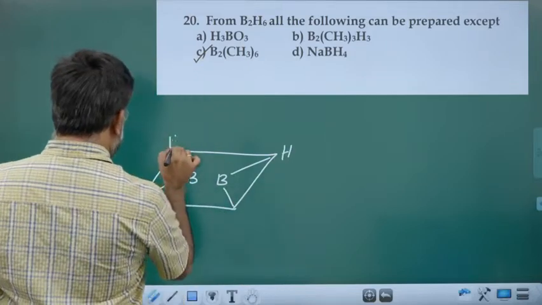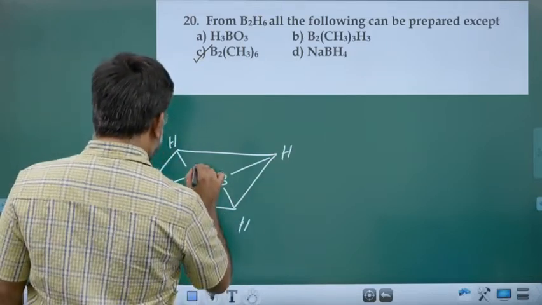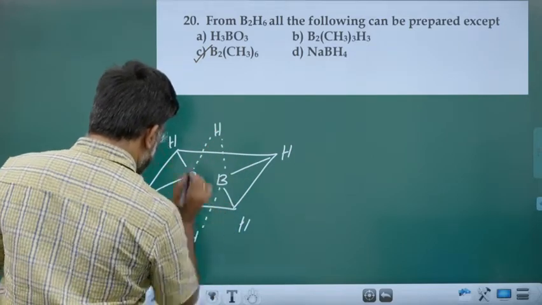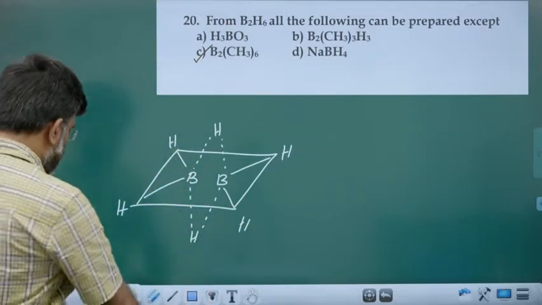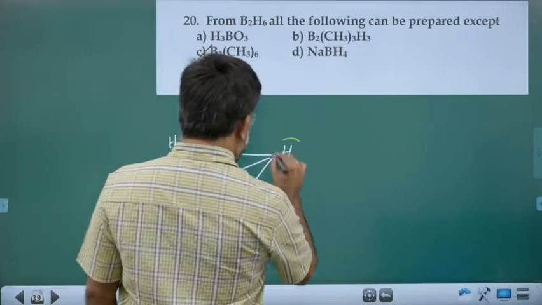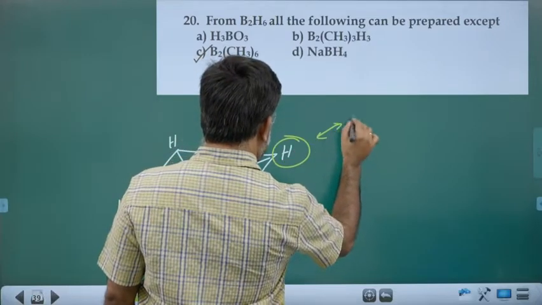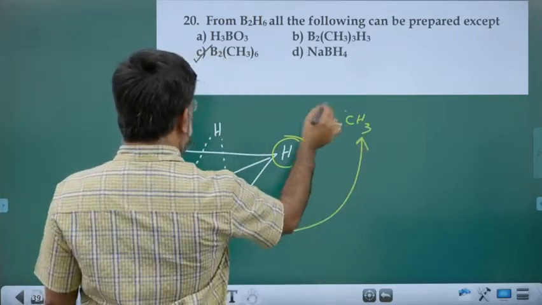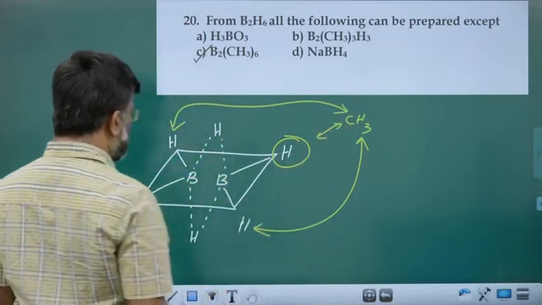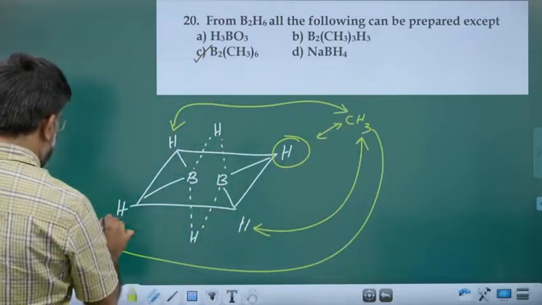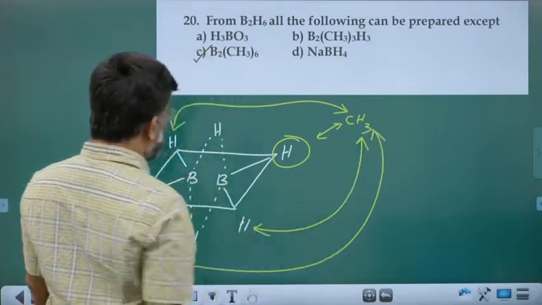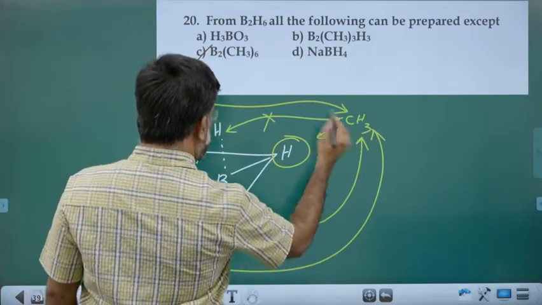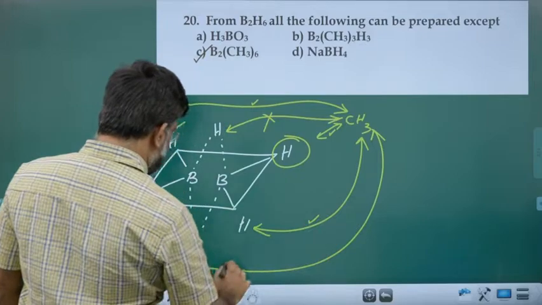Four hydrogen atoms getting connected to the corner of the plane and 2 hydrogen atoms connected here like this. Now the point is that you can replace this hydrogen with a CH3 group, this one, this one, and this one too. But you can't replace this.